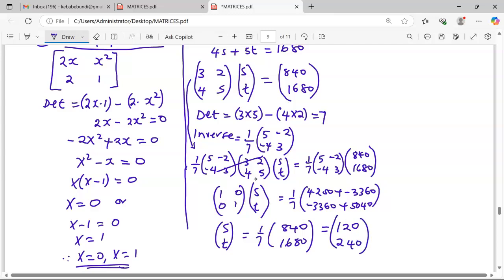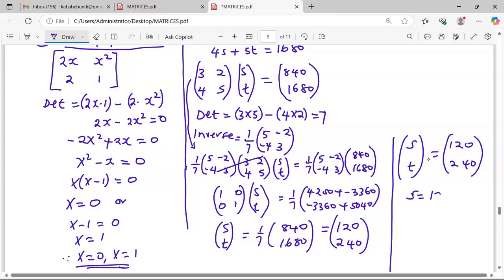And therefore here we can come and say S and T is equal to 120, 240, and therefore the value of S will be equal to 120, and the value of T is going to be equal to 240.